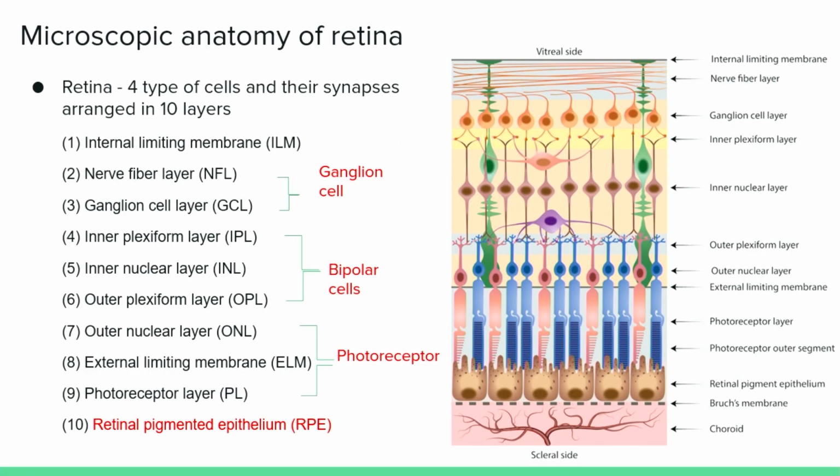So the retina is mainly made up of 4 types of cells and their synapses arranged in 10 layers. From inner to outermost: the internal limiting membrane, nerve fiber layer, ganglion cell layer, inner plexiform layer, inner nuclear layer, outer plexiform layer, outer nuclear layer, external limiting membrane, photoreceptor layer, and retinal pigment epithelium. These in red are the cells present: ganglion cells, bipolar cells, photoreceptors, and retinal pigment epithelial cells are the main cells.